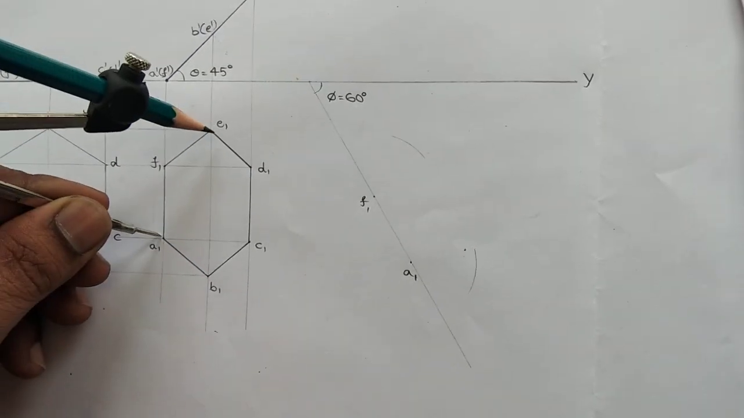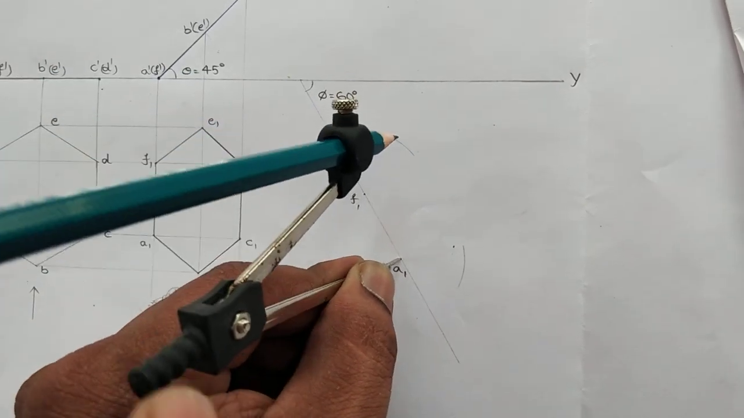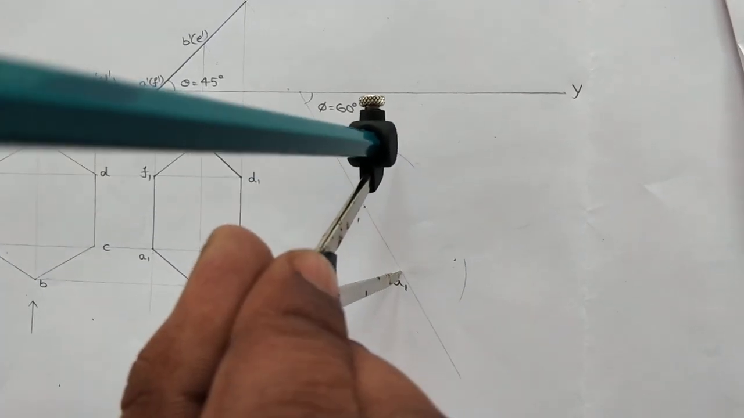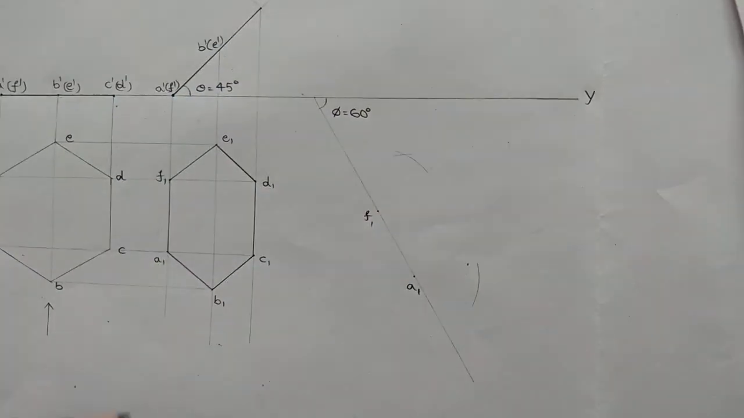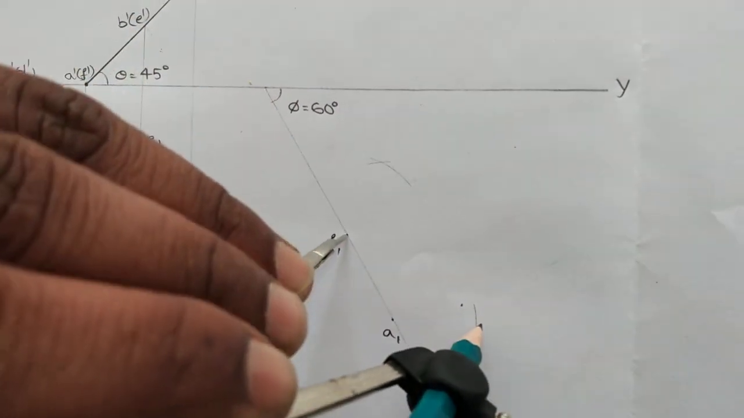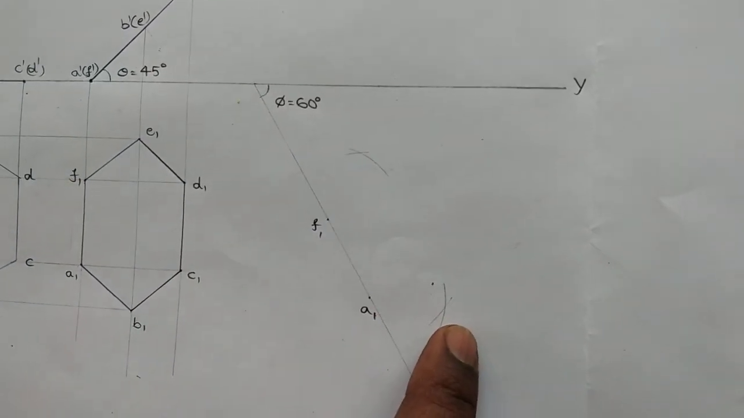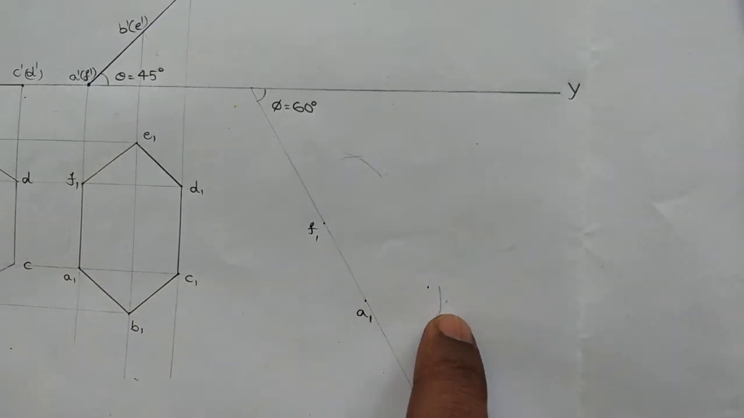So we can take this much dimension as radius, and here we take this point as center, and cut the previous arc in this way. Similarly, we can take F1 point as center, the same dimension as radius, and cut this particular previous arc, so that here we will be getting E1, and similarly here we will be getting B1.